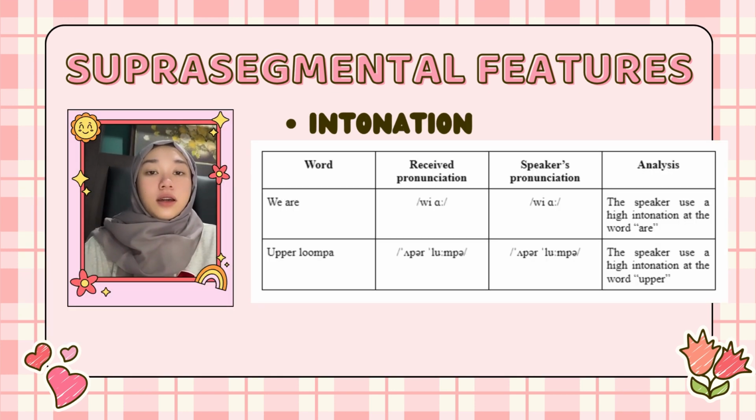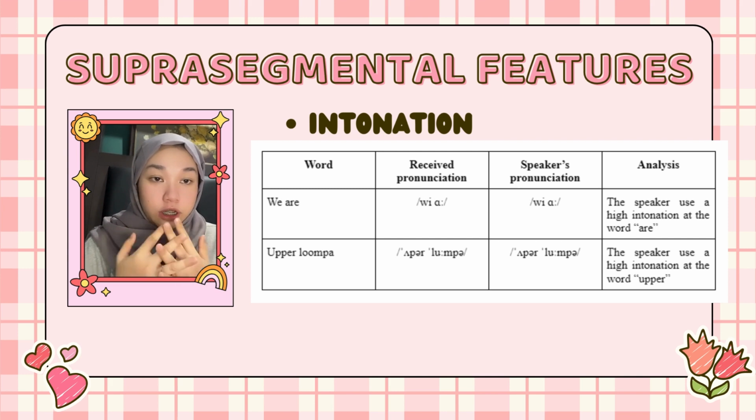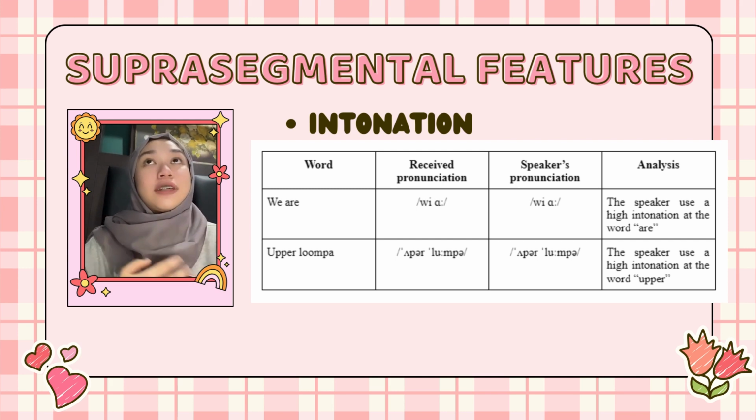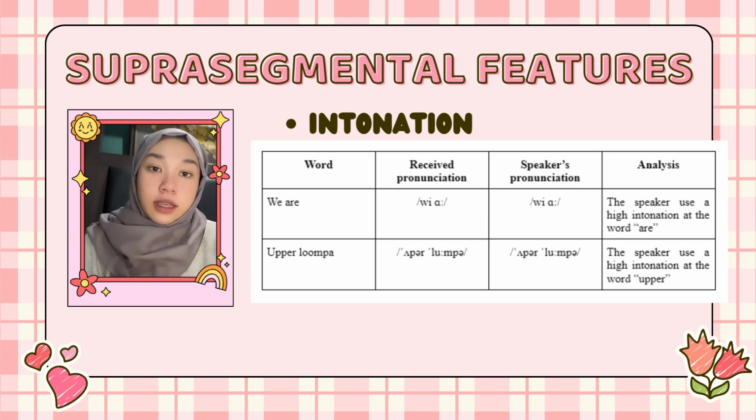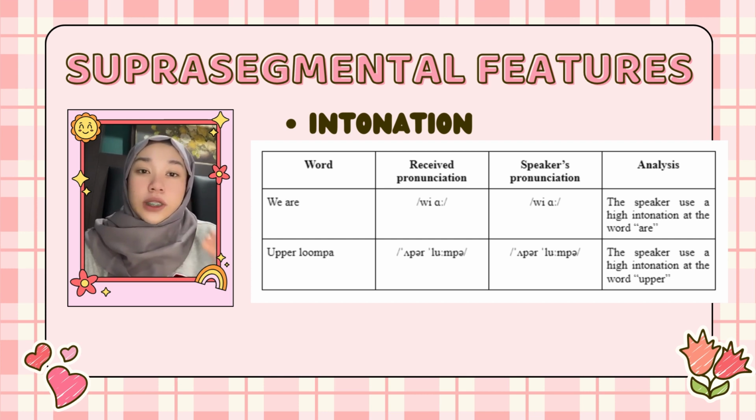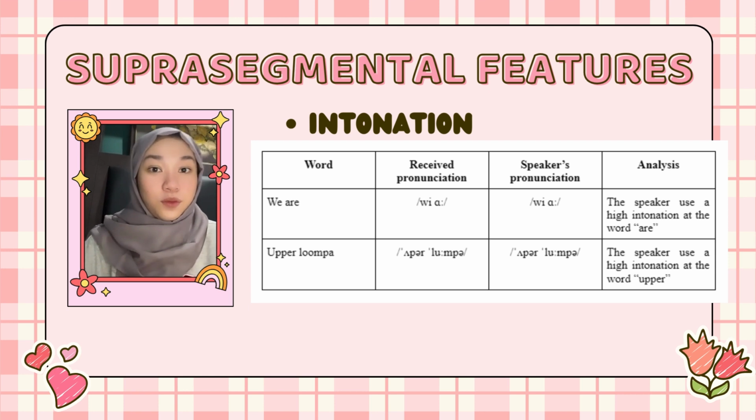So the second feature of suprasegmental features is the intonation. And again, I have found two words for the intonation that I have analyzed from the podcast. So the first word is we are, because I found intonation features in the speaker's pronunciation of we are, and they use are at a high intonation, so they pronounce it as we are.